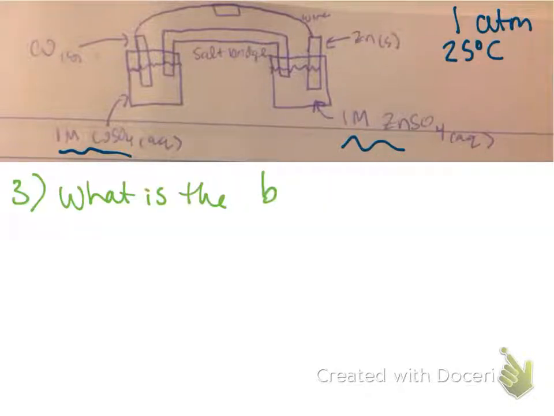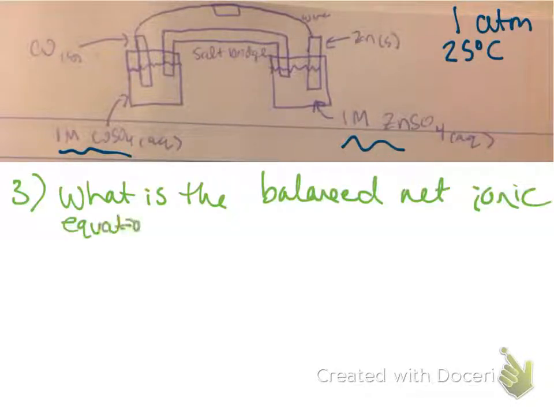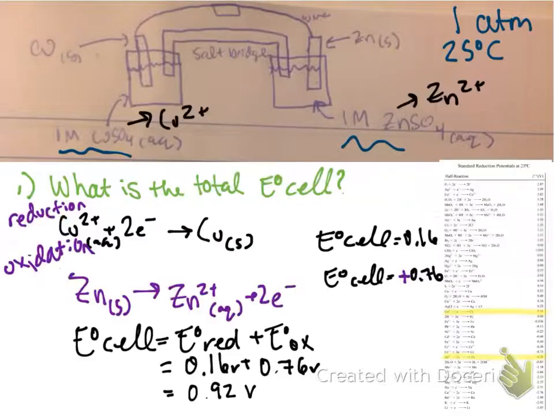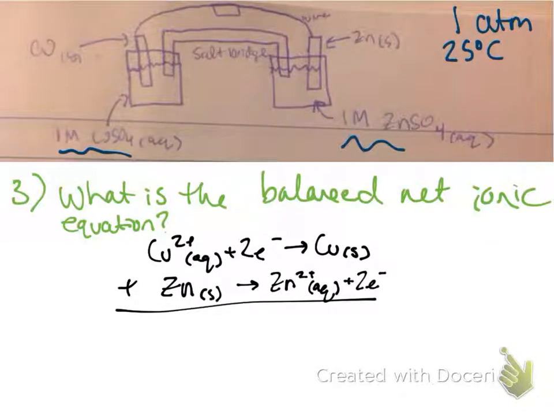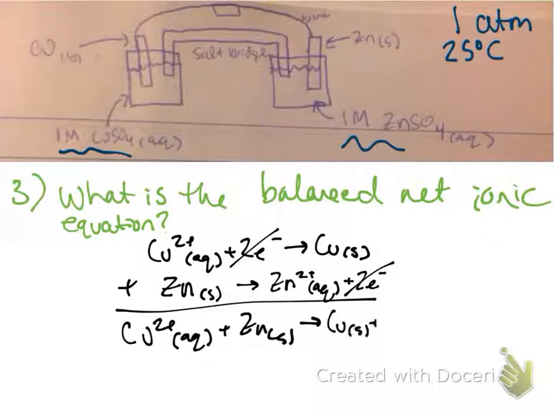Now for our third question, we're going to have what is the balanced net ionic equation. So again, if we look at our previous work, we already wrote out the half reactions. Now to get the balanced net ionic equation, we add these two together. So we're going to take both of these equations and write them again, and we're going to put them to where we can add them. Now our electrons both cancel out, so we're going to write what's left over now to get our balanced net ionic equation. And that's our answer.